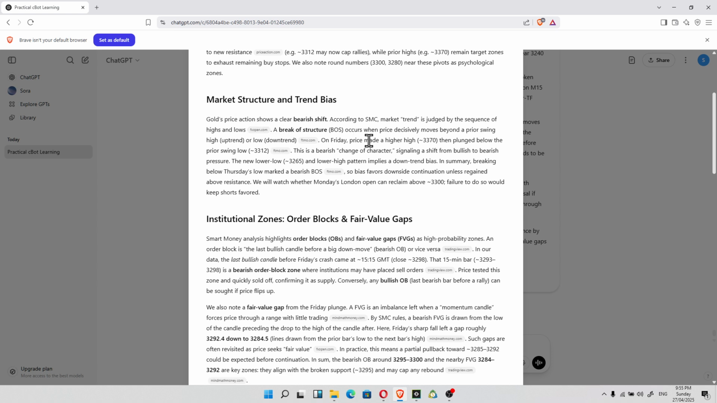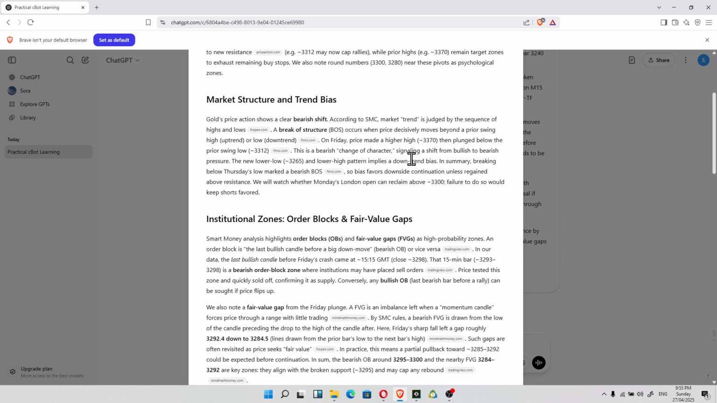So the market structure shows a clear bearish shift. According to the 1 minute time frame, the trend is judged by the sequence of highs and lows. The breakout structure occurs when price breaks. So this is the intraday price action, not a long-term investment plan, because in the long term gold is bullish fundamentally, technically, everywhere, because it's a great tool to hedge your wealth.